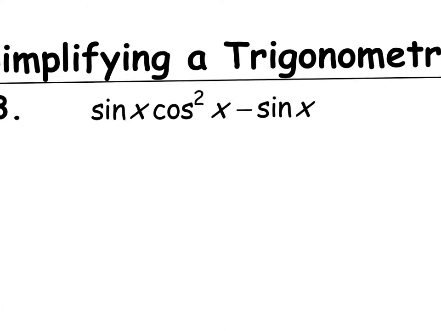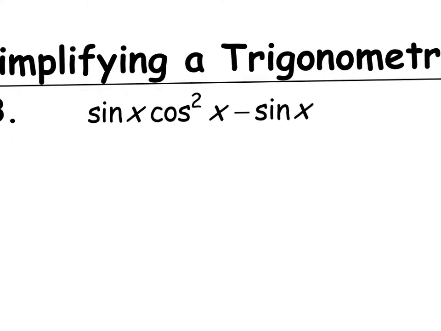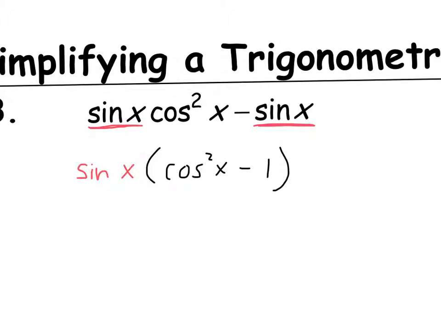But here, what do you notice in both terms? A sine of x. So what factors out? Sine of x. Now, what stays in? A cosine squared of x minus 1. Now, is this your identity? Yeah, it's squared. No.